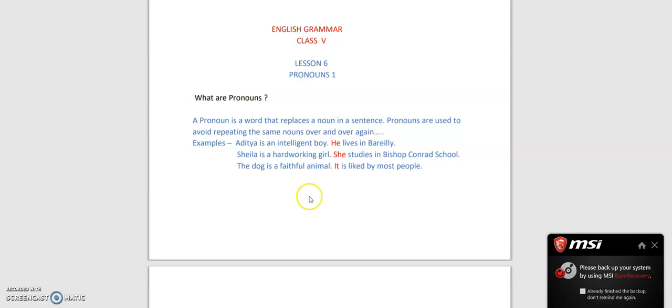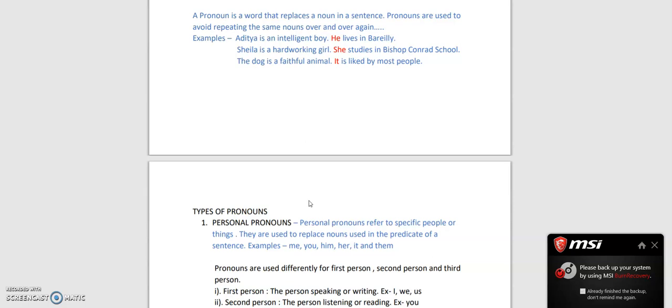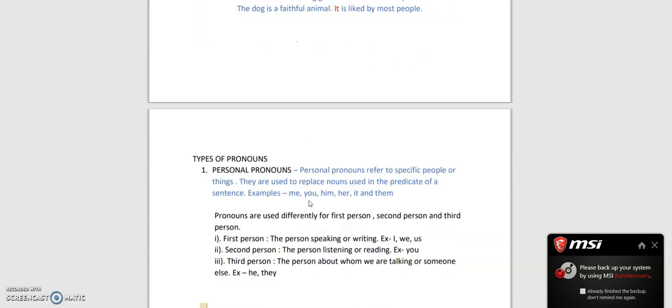There are different types of pronouns. In this lesson we will study the different types of pronouns, and to begin with, we start with the first type, that is personal pronouns. Personal pronouns refer to specific people or things. They are used to replace nouns used in the predicate of a sentence. The examples are me, you, him, her, it, and them.